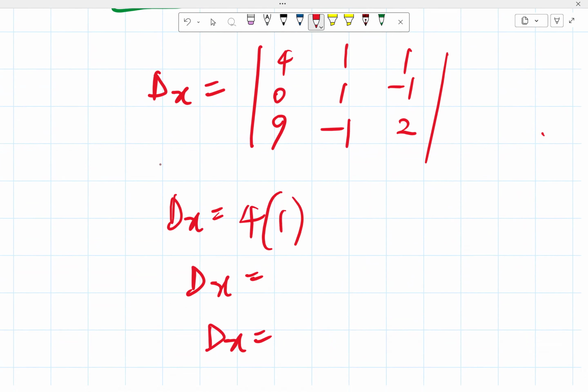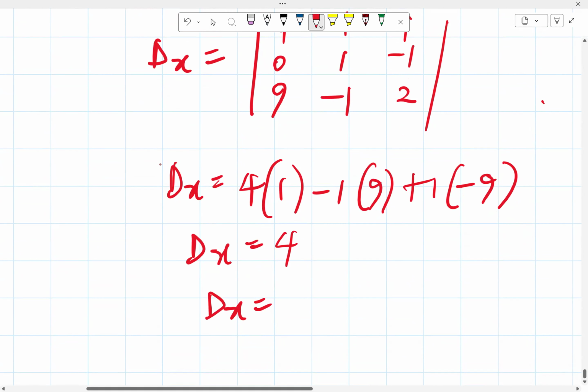2 minus 1 is 1. Minus 1 into cover this and this. That's 2 times 0, 0. 0 minus minus 9, that's 9. Then plus 1 into cover this and this. Minus 1 times 0, that's 0. Minus 9, that's minus 9 right there.